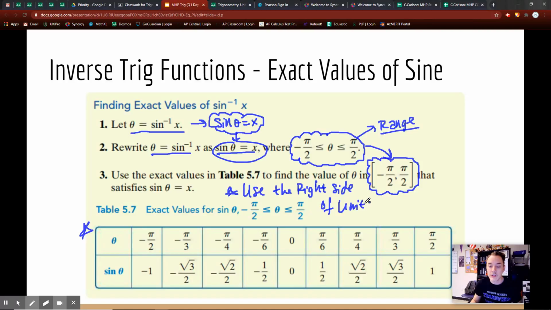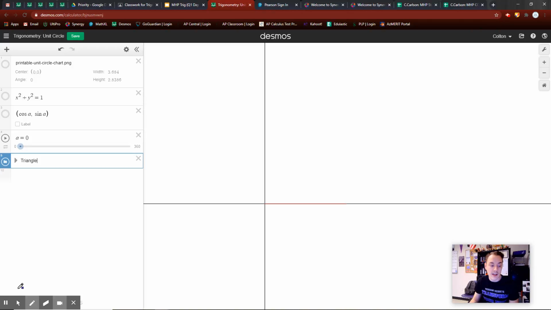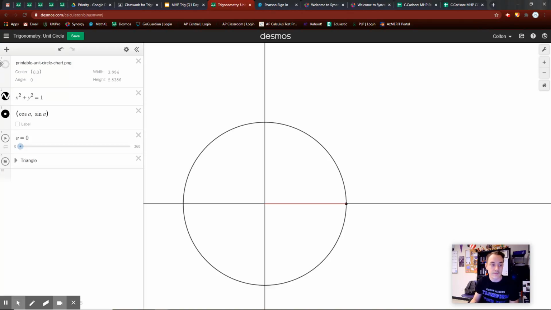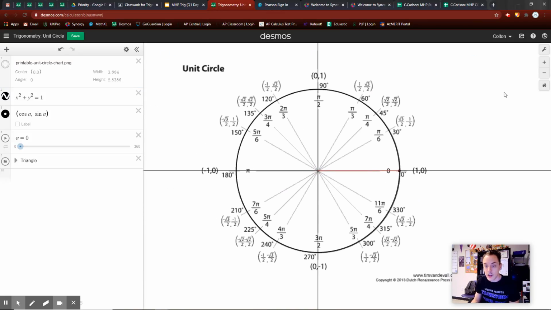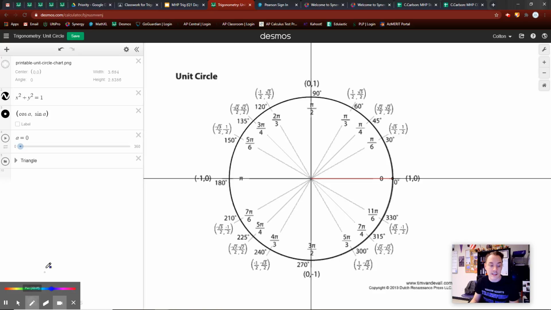So I'm going to pull up the unit circle here. Whoa, that looks like an M. Okay, you're only going to use the right side of the unit circle. So let's go to Desmos. Let's pull this up. This is the unit circle, of course. All right, so now what's the right side? The right side is this.